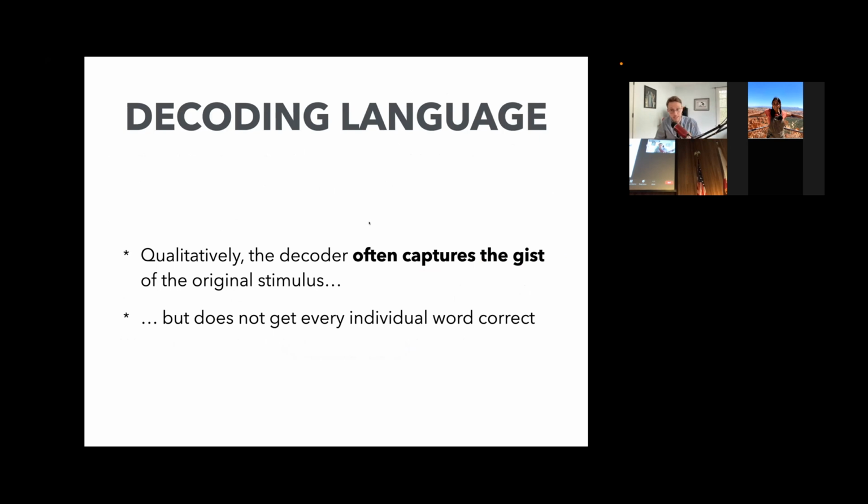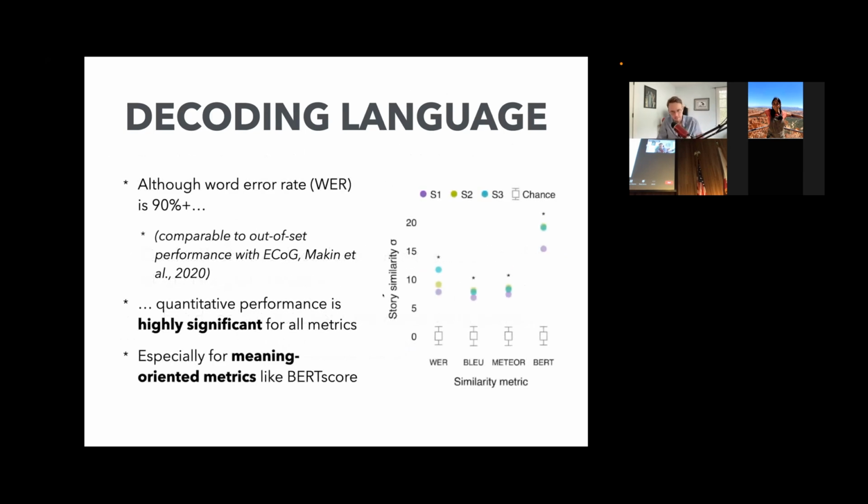Okay, so I've shown you some of these qualitative examples, and the big story on the qualitative side is that the decoder often captures the gist of the original stimulus, but doesn't get each individual word correctly, right? In fact, if you counted just how many words were exactly the same, it doesn't do very well at all. So we've looked at this quantitatively as well.